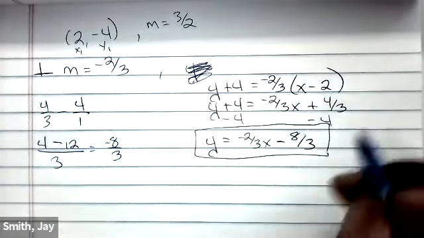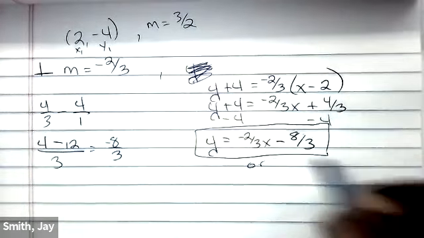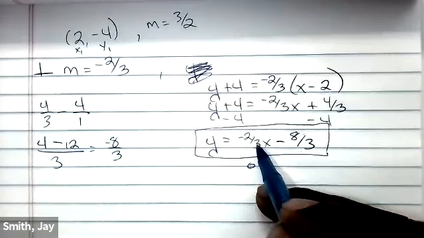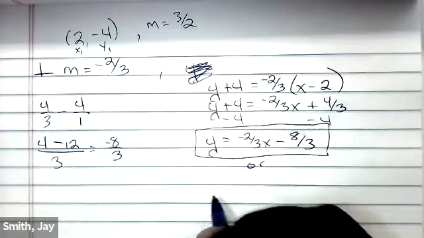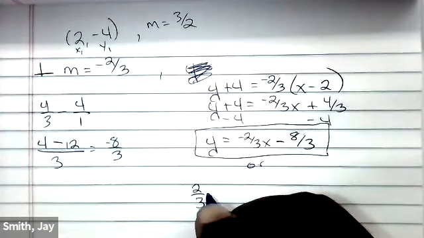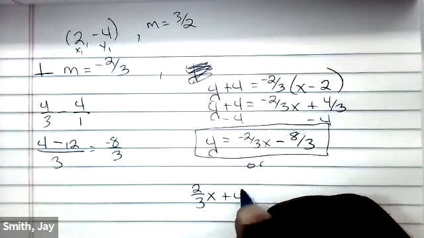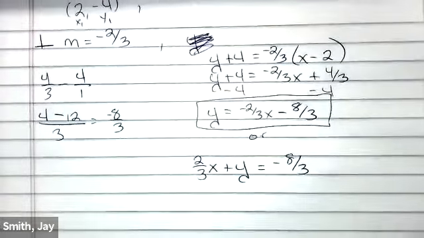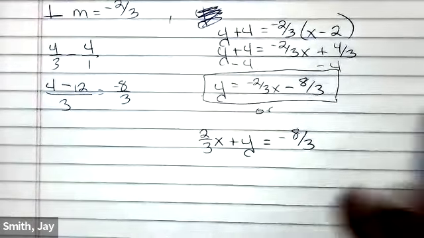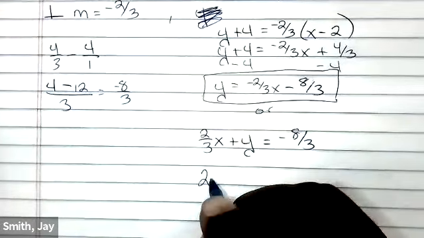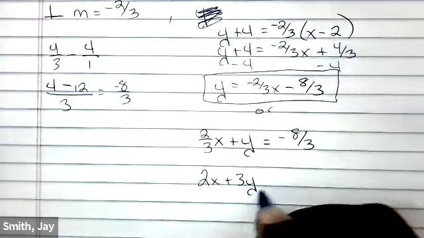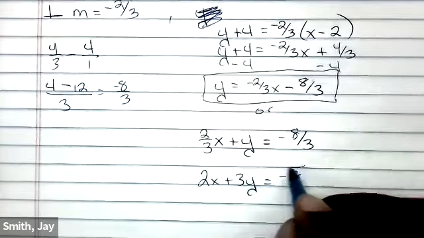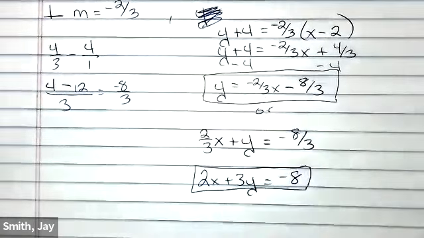Now, if we want to write it in standard form, and I'll go through the steps this time for writing in standard form. Because my x is negative, I'm moving over with my y by adding 2/3 x to both sides. So I will have 2/3 x plus y is equal to negative 8/3. To get rid of the fractions, we're going to multiply everything by 3. So this will give me 2x plus 3y is equal to negative 8. And this will be our answer. Standard form.